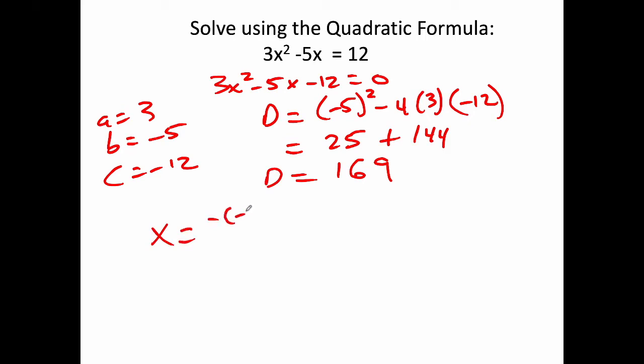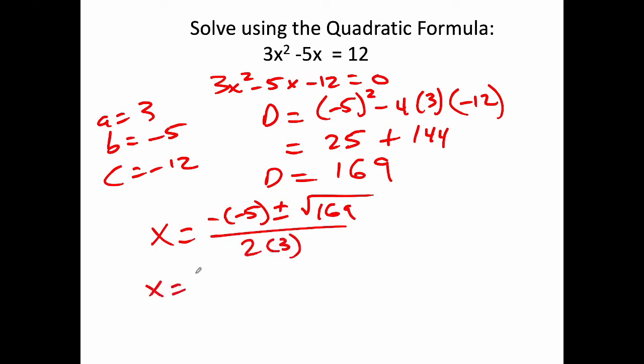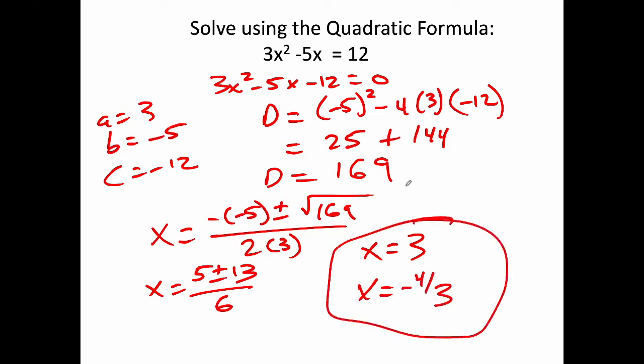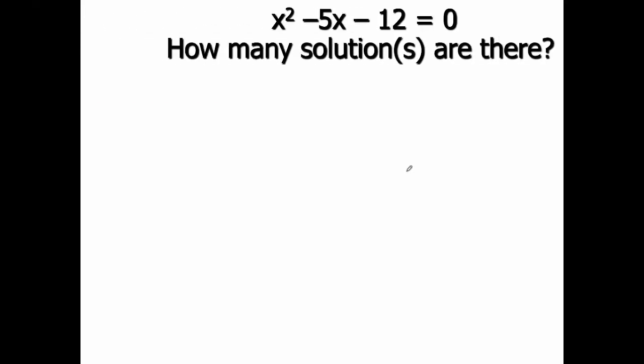X is equal to negative b plus or minus the square root of the discriminant, which is 169, all over 2a. And I get 5 plus or minus 13 over 6. Finish those two problems off to the side. 5 plus 13 is 18 divided by 6. 18 divided by 6 is 3. 5 minus 13 is negative 8 divided by 6 is negative 4/3. Two real roots. Again, we got a perfect square discriminant, and we'll see some examples coming up where that isn't the case.